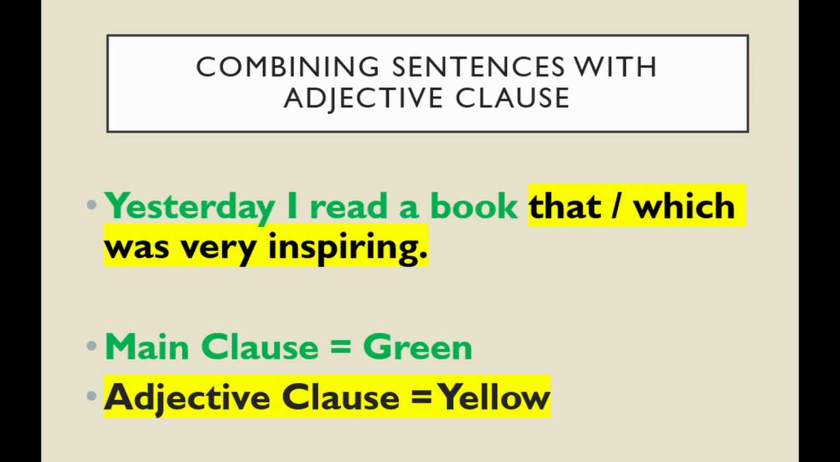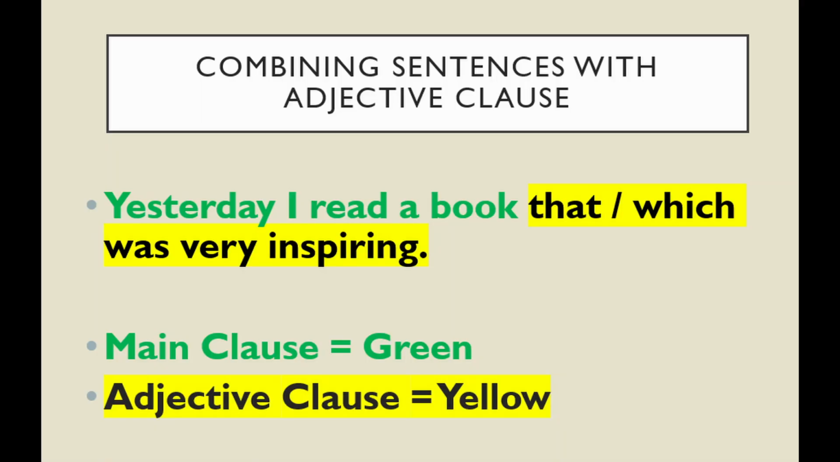And by the way, is this an identifying clause or a non-identifying clause? This is an identifying clause, so there's no comma. It's an identifying clause because I'm telling you about the identity of this book, okay? You see, a book, that's very general. So now I'm going to tell you about which book, the book that was very inspiring. Oh, okay, that book, you see, the book that was very inspiring. That's the nature of the book. That's the identity of the book. So it's an identifying clause, so there's no comma.